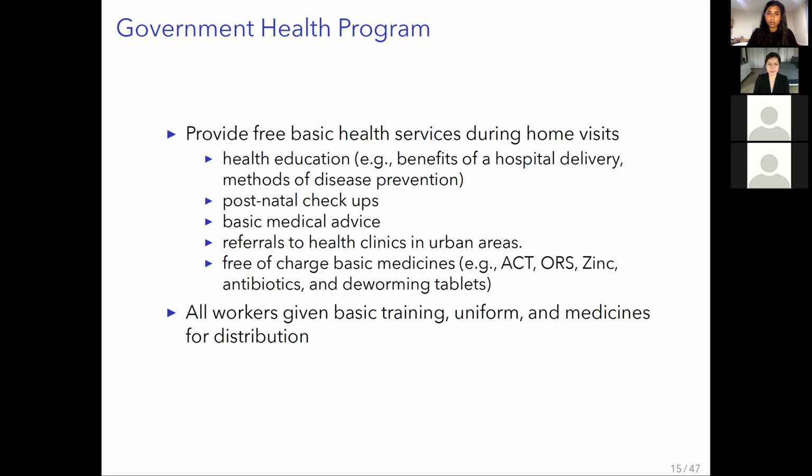So what's an example of basic medical advice? For example, for pregnant women, they can feel the pregnancy to see if the baby has turned appropriately so the head is facing down. And if it hasn't and you're facing a breech birth, she'll say you really need to give birth in the urban hospital, and I'll help you coordinate that visit.